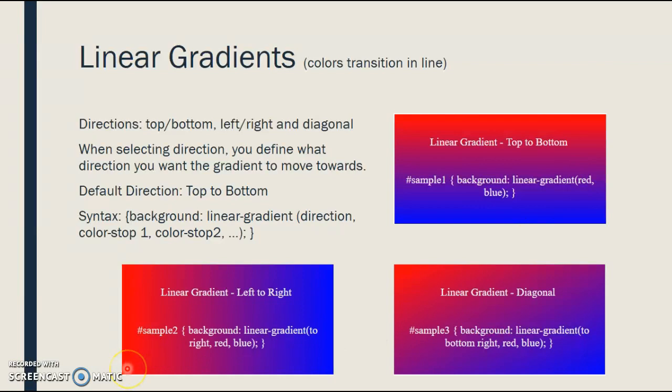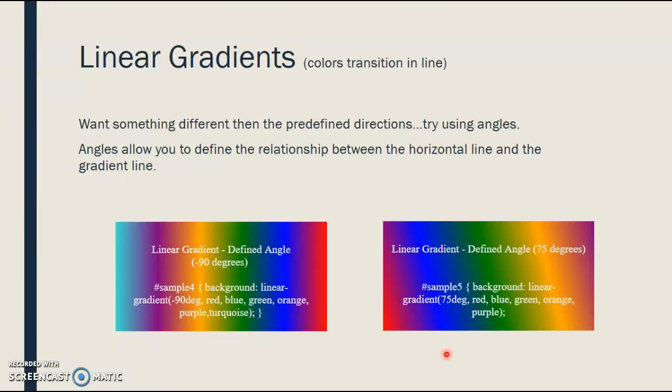In this other example here in the lower left, I'm basically doing a horizontal gradient and I'm going left to right. And so I'm saying to right. So that means I'm going to start from the left, I'm going to the right. And then the diagonal, you would just specify which corner you want to go to. So in this case, I'm going to the bottom right corner.